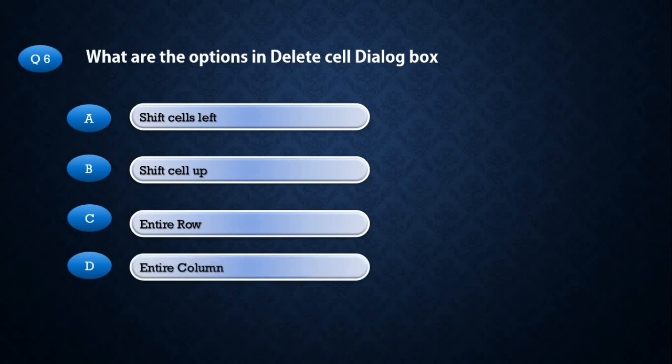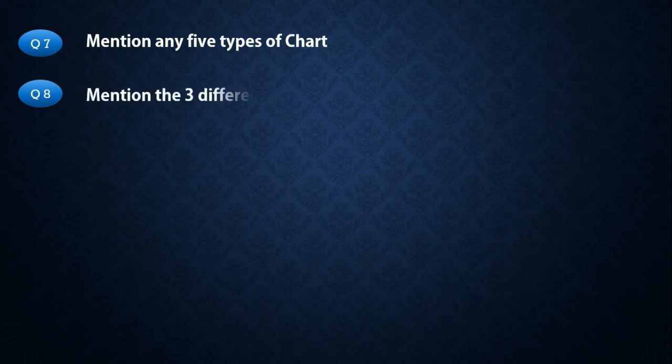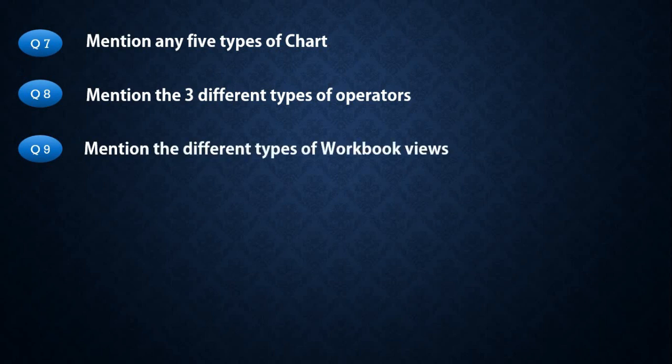Moving on to the next set of questions. Seventh one, mention any 5 types of charts. Mention the 3 different types of operators. Ninth one, mention the different types of workbook views.